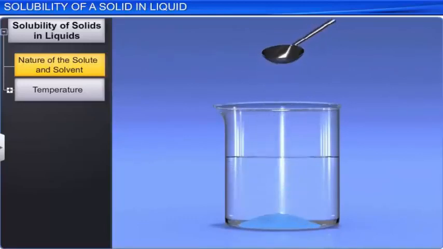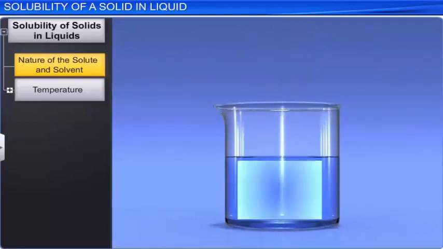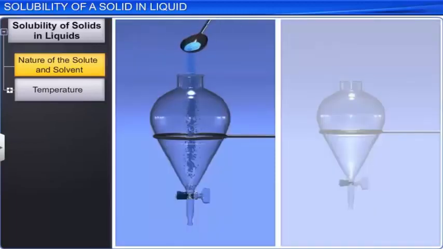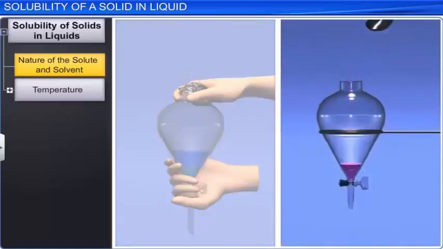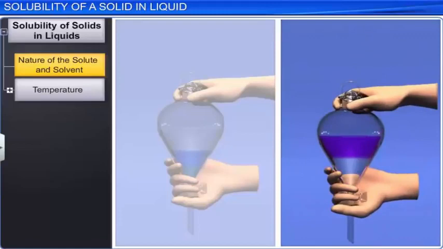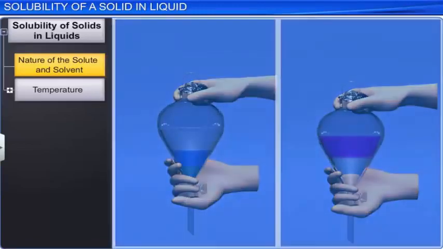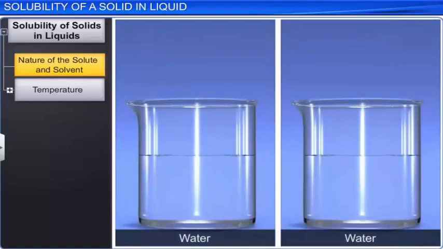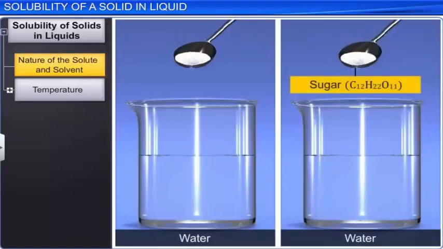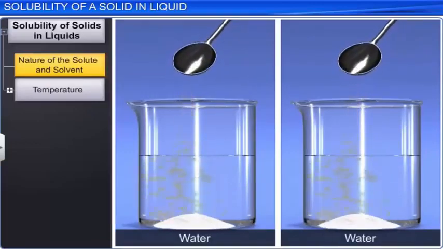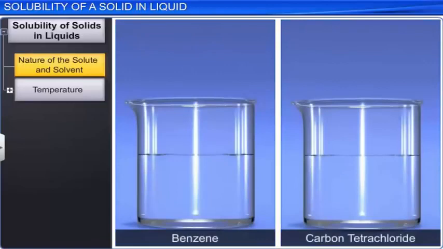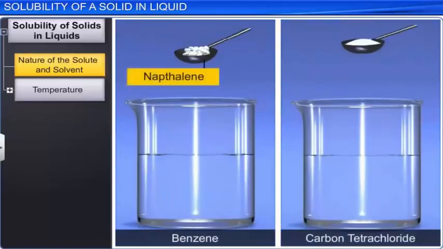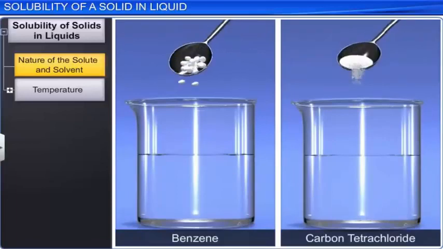That is, a polar solute dissolves in a polar solvent, and a non-polar solute dissolves in a non-polar solvent. Therefore, polar or ionic molecules like sugar and sodium chloride dissolve in water molecules which are polar, while non-polar molecules like naphthalene and anthracene dissolve in solvents like benzene and carbon tetrachloride, which are non-polar.